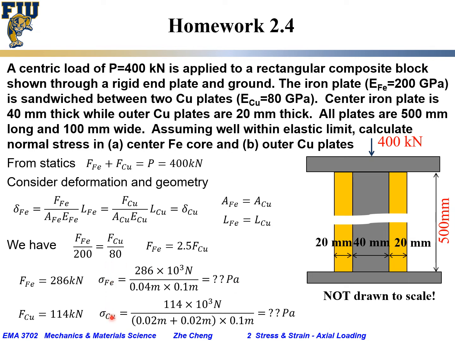Similarly, sigma Cu, the internal normal stress along the vertical axis in the copper part, would be the force, 114 kilonewton, divided by the area, which is total 20 plus 20 millimeter times 100 millimeter, or I put it here. And as a result, you would also be able to get the normal stress in the vertical direction in the outer copper pieces. Again, that is the average normal stress in the vertical direction. Okay.